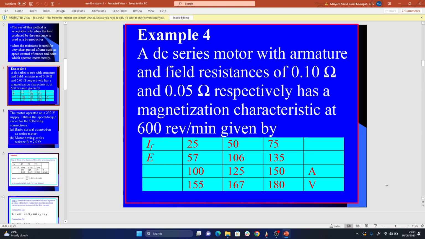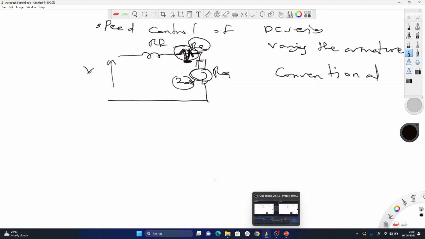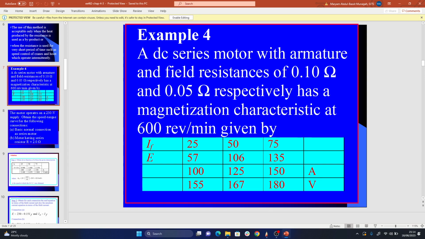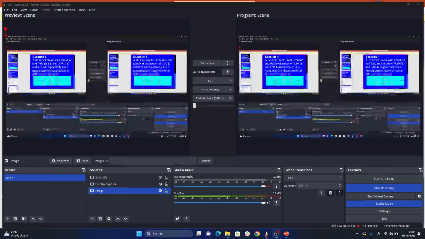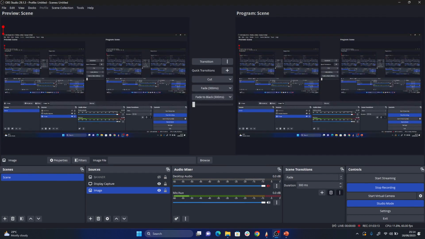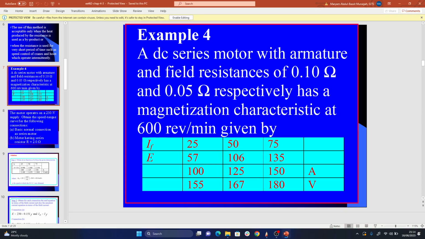Okay, let's take this question. A DC series motor with armature and field. Let me check how many hours we've done. So we'll look at this question in the next video.